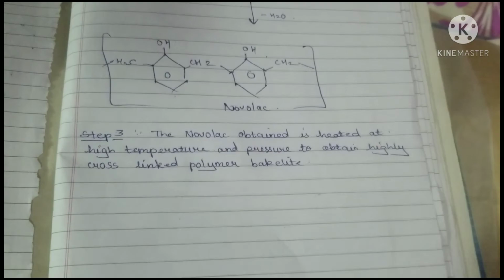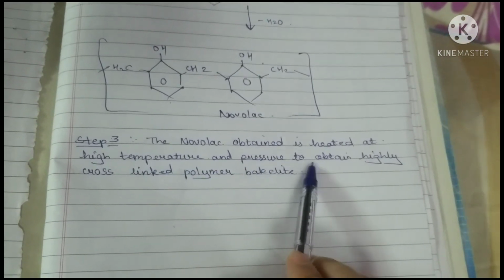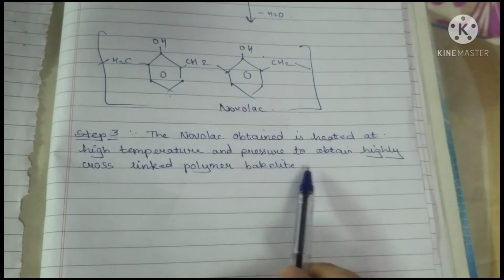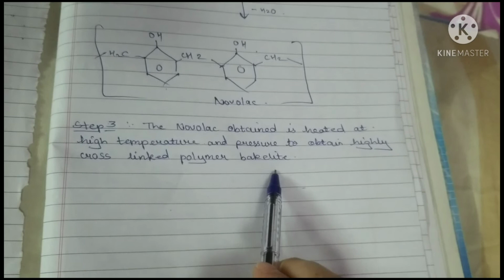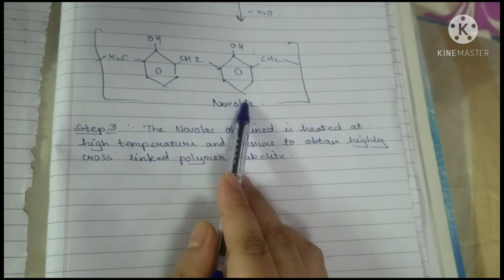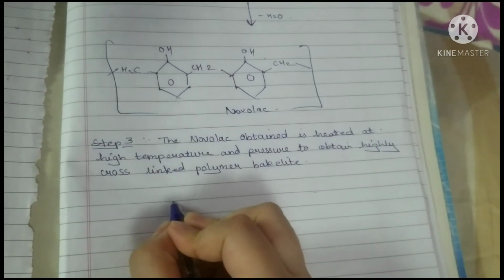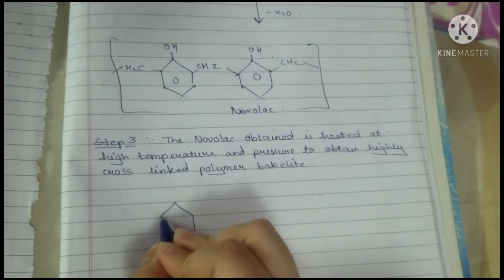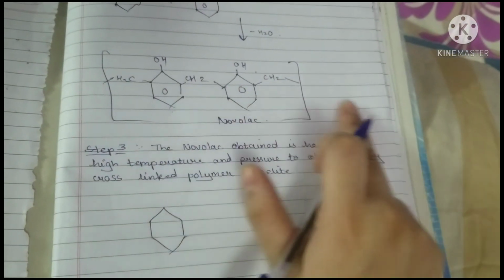The third step in the preparation of bakelite is that the novolac obtained is heated at high temperature and pressure to obtain a highly cross-linked polymer, which is bakelite. So now here we are going to draw the structure of novolac, which we got in the second step. Here we will be drawing 3 phenol molecules. I told you these bonds here mean the chain is going to continue.